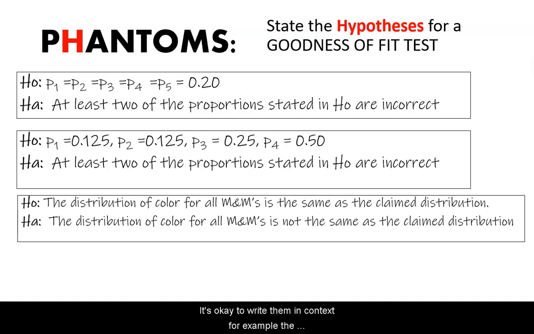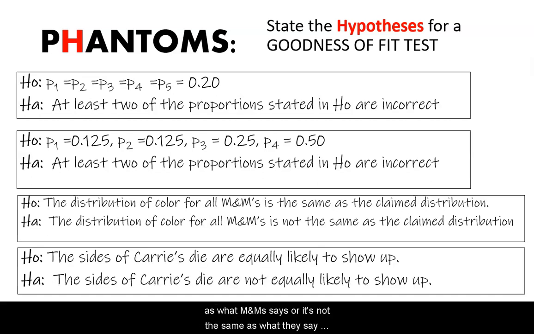For example, the distribution of color for all M&Ms is the same as the claimed distribution. And the alternate hypothesis would be the distribution of color for all M&Ms is not the same as the claimed distribution. So if you have a stated distribution from the M&Ms Corporation, like we did in some of our previous activities we've done in class, you could say it's either the same as what M&M says or it's not the same as what they say.